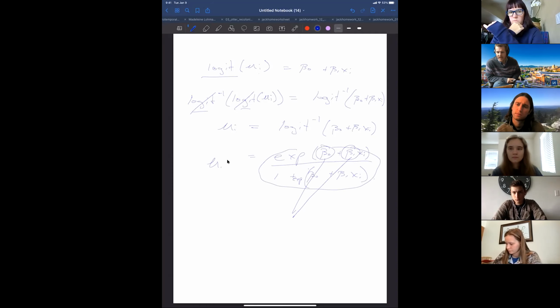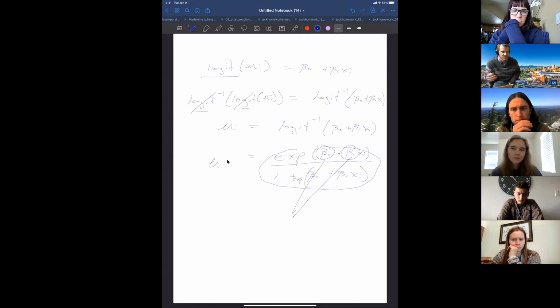There are some specific packages for analyses that will do it, but I think the general GLM function won't do it for you. But if you're doing some more specified analyses and you download a package, some people have written into those functions how to actually go from beta 0 to mu i.